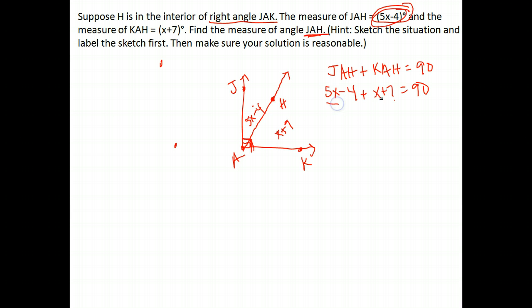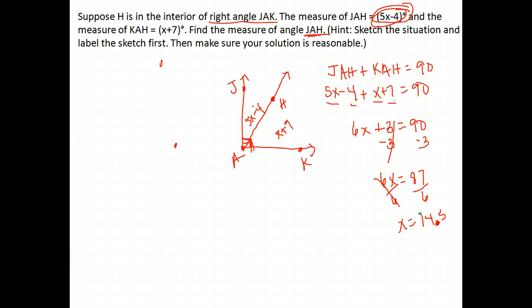So we start by combining our like terms. 5x and 1x together are 6x. Negative 4 plus 7 leaves me with positive 3, and those equal 90. We want to get x all alone, so we're going to move everything to the other side. We have a positive 3, so we do the opposite to move it and subtract 3 from both sides. We get 6x equals 87. And finally, we have 6 times x, so we do the opposite and divide both sides by 6. Okay, we get x is 14.5.